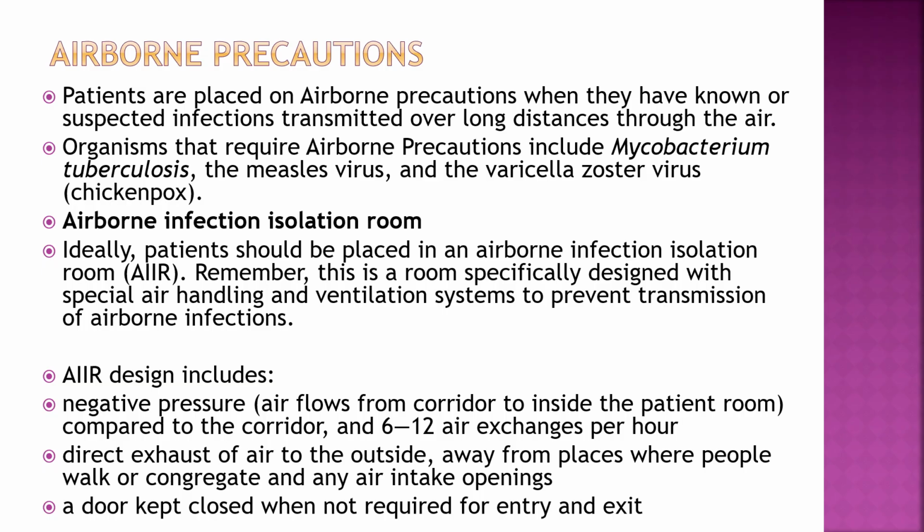So it should include negative pressure, that is air flows from the corridor to inside the patient room but not from the patient room to outside, and 6 to 12 air exchanges per hour. Direct exhaust of air to the outside, away from places where people walk or congregate, and away from any intake openings. A door kept closed when not required for entry and exit.